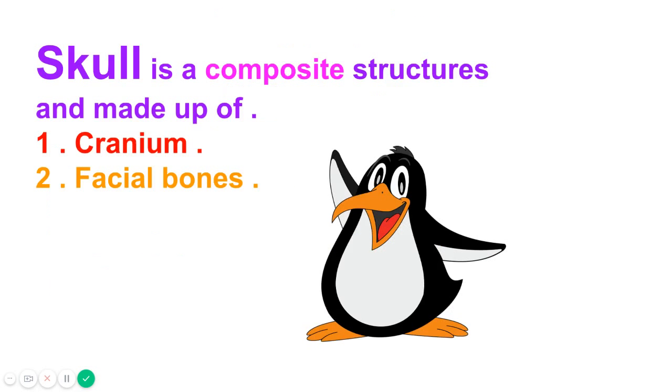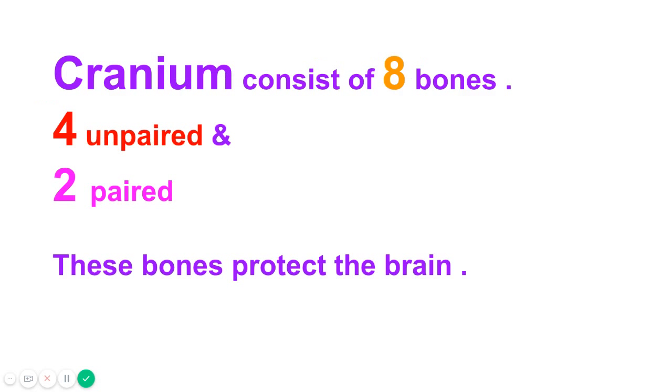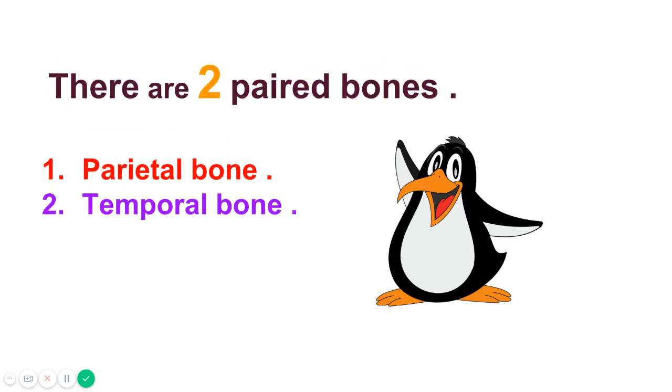Skull is a composite structure and is made up of cranium and facial bones. Cranium consists of 8 bones, out of which 4 are unpaired and 2 are paired. These bones protect the brain. The two paired bones are parietal bone and temporal bone. Repeat after me: parietal bone and temporal bone.